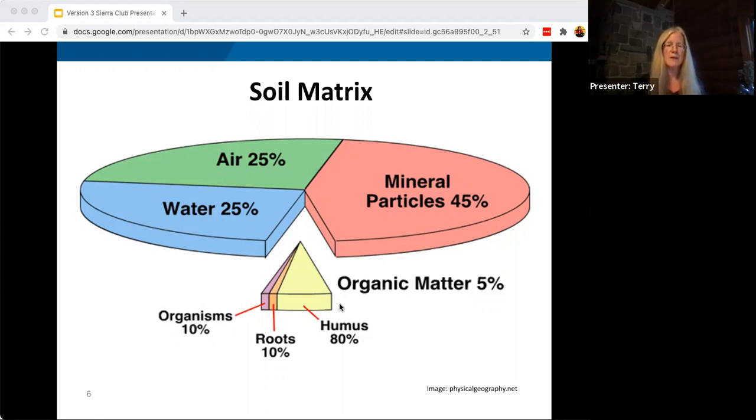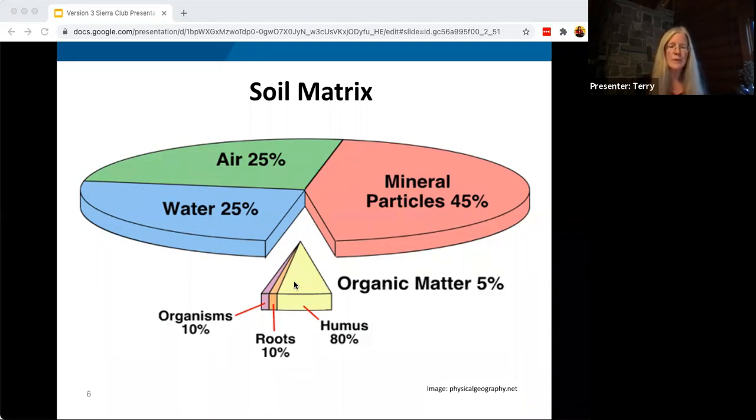This is the biosphere part. This is what's bringing it all together and turning minerals into soil. Of that organic matter, 80% is humus. Humus is the decomposition of the microbial digestive process. This is a pretty stable material.